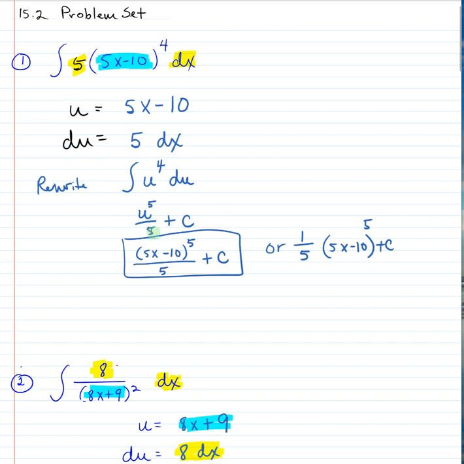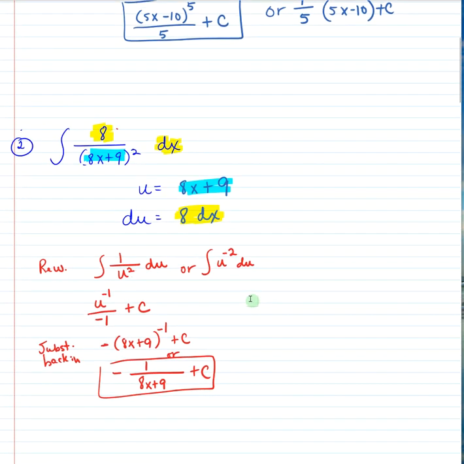Then I take the integral. That becomes u to the fifth over 5 plus c. I substitute back in, so I put my 5x minus 10 there. So I've got (5x minus 10) to the fifth over 5 plus c, or you could rewrite that as 1/5 of that plus c. Either way should work. All right, let's look at number 2. We have the integral of 8 over (8x plus 9) squared dx.